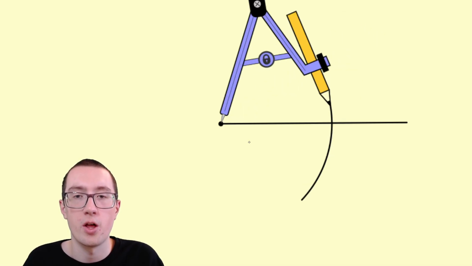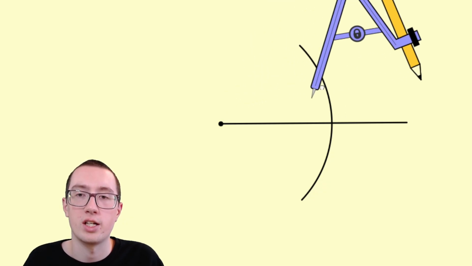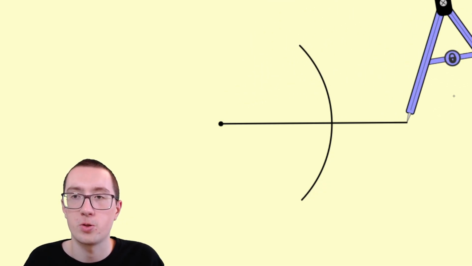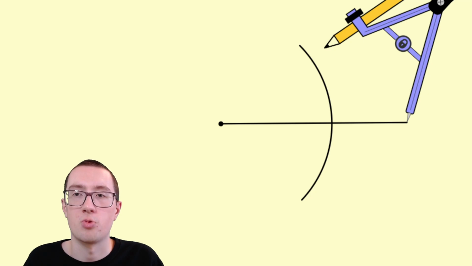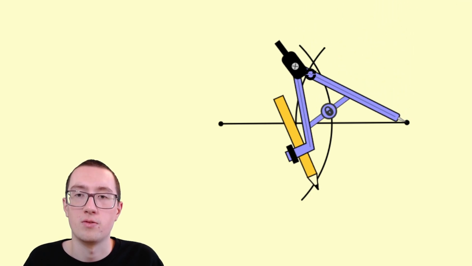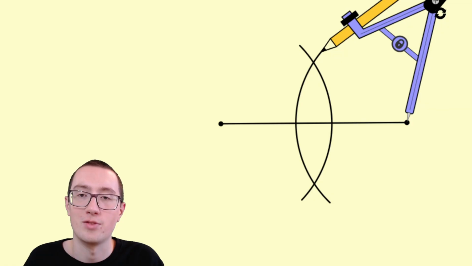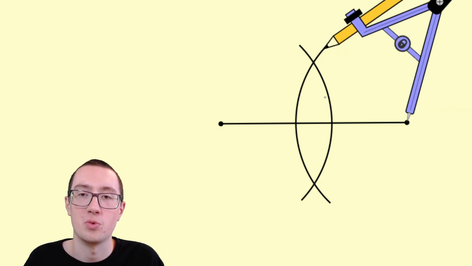Then I'm going to keep the same compass length. So make sure your compass is locked. And we're going to do the same thing on the other side of our line. So we're going to go to the other corner here, and we're going to go ahead and draw another arc. So an arc like this. And you should have this weird shape that looks like a fish with two tails.